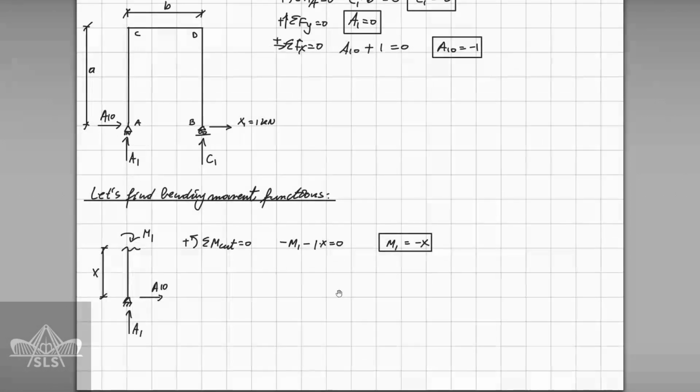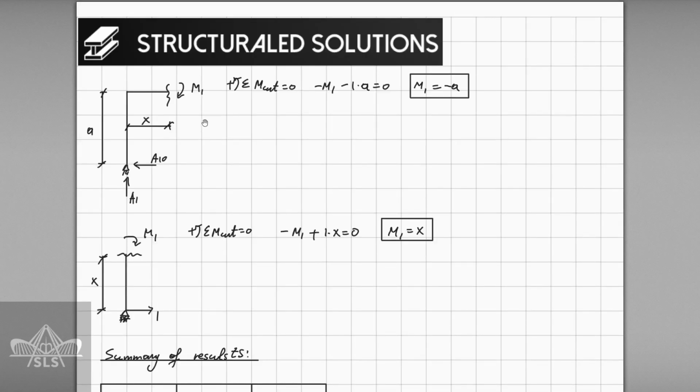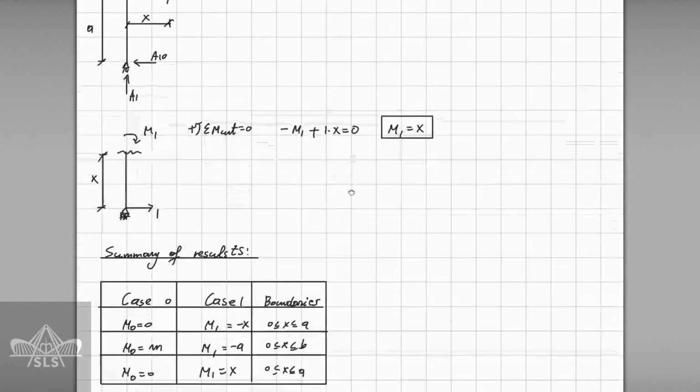Next, let's find the bending moment functions again as in the previous case, for which we have to find these bending moment functions where we have discontinuities on our structure, and we find the first bending moment function for this discontinuity, which is going to be minus x. Next, we take another cut section and we define this bending moment function m1 as minus a, and we define the bending moment function m1 for the next discontinuity, which is going to be x.